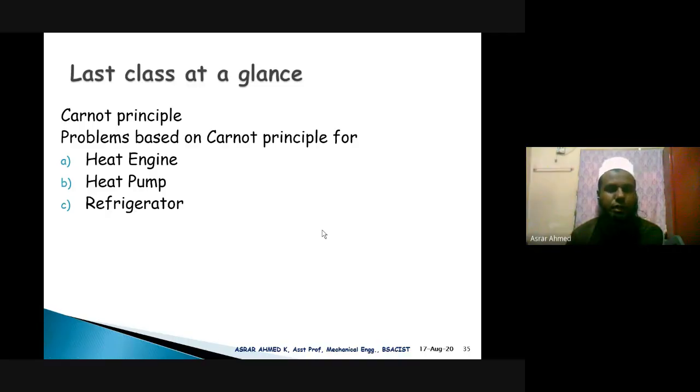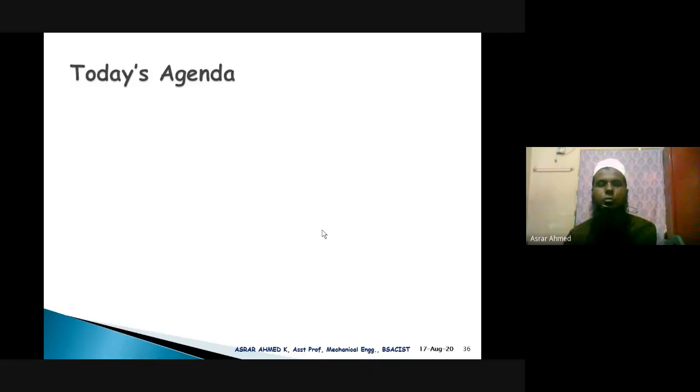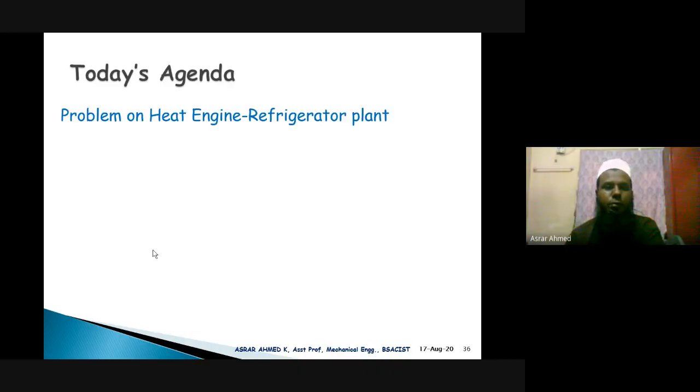So now in today's lecture, what we are going to see is an important problem, wherein we are going to combine two devices, and we will be analyzing how efficiencies or COPs are found out when it is being coupled, when it is being combined. So, a problem based on heat engine and refrigerator plant. Heat engine is a separate device and refrigerator is a separate device. So we are going to combine heat engine and refrigerator, and we are going to solve a problem on this setup.